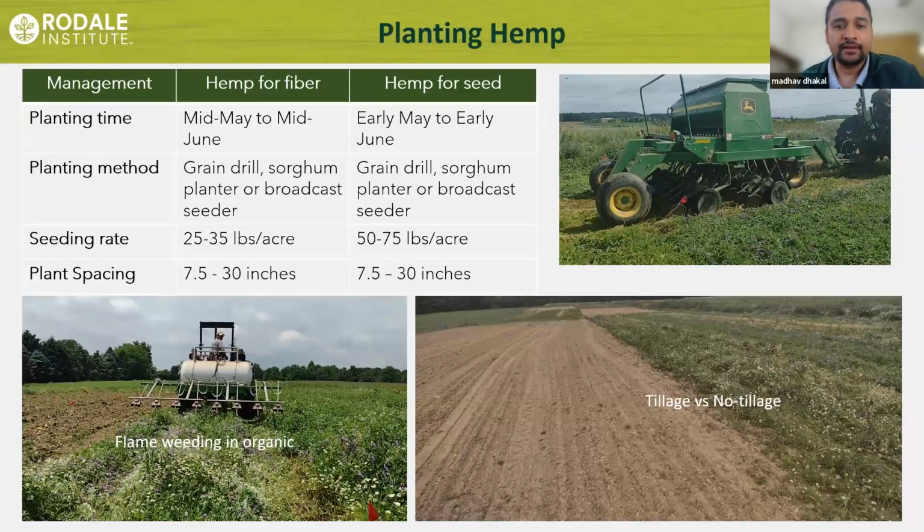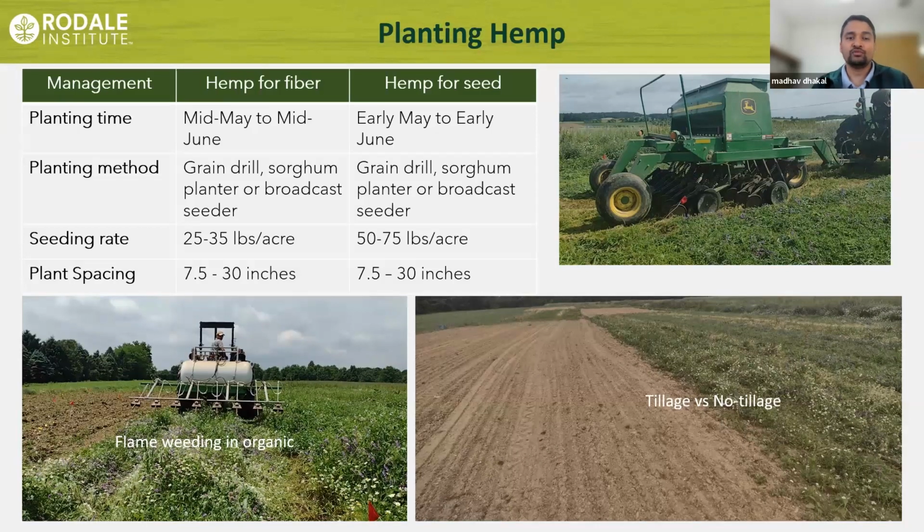Planting hemp. In our environment here in the Northeast US, the planting time would vary from mid-May to mid-June for fiber hemp, and early May to early June for seed hemp. We planted here in the last week of May or the first week of June last year.